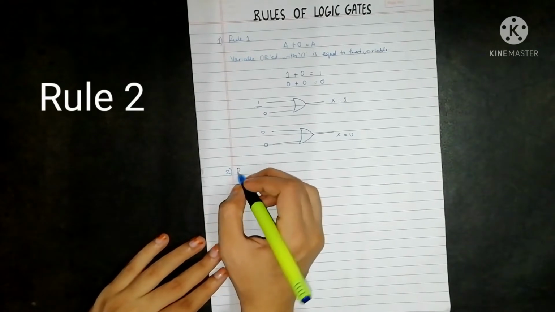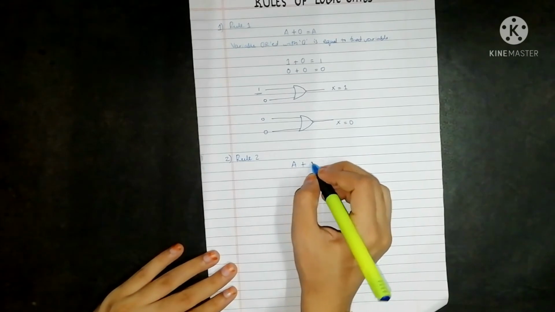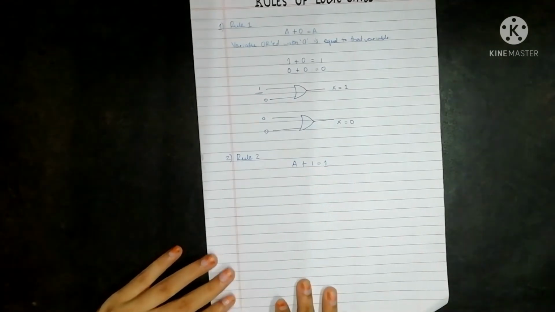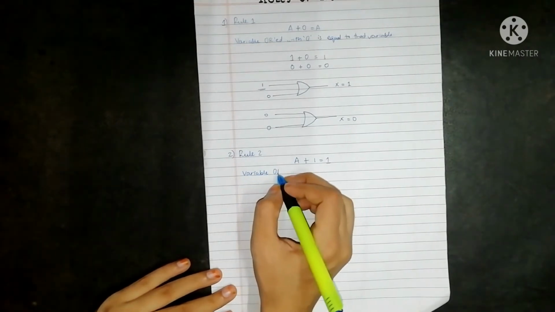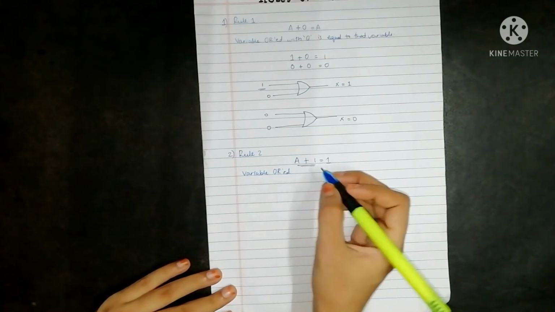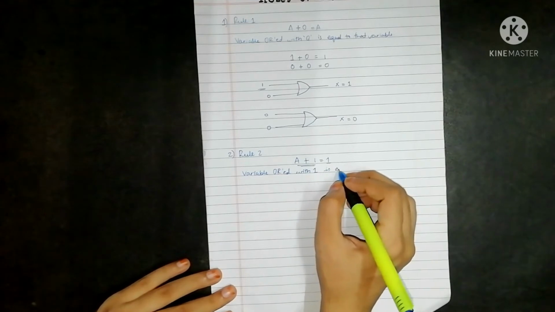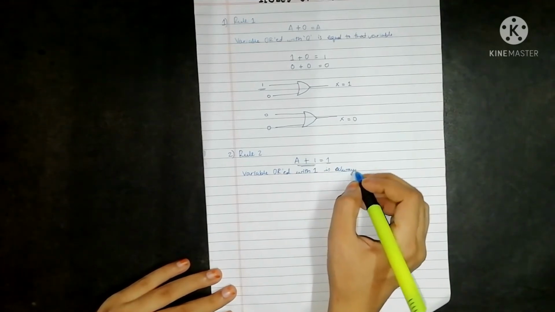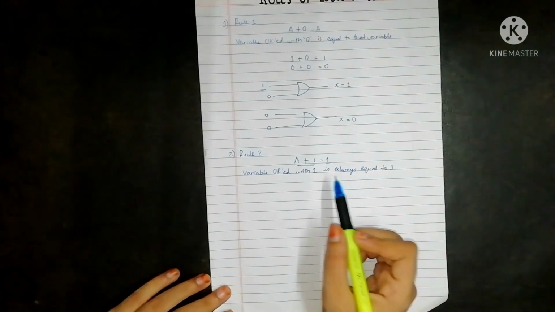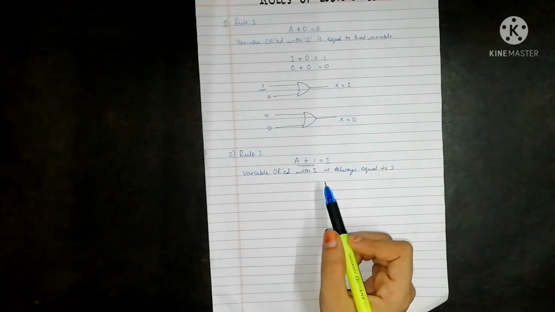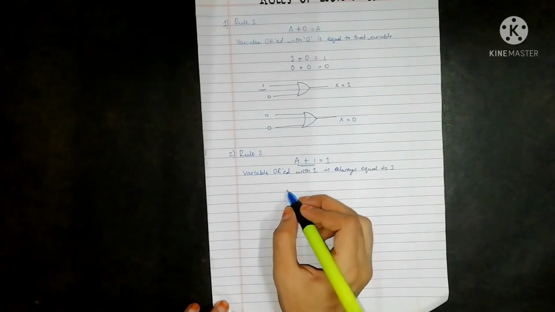Next we will see the rule number 2. The rule 2 says A plus 1 is equal to 1. That is, the variable which is ORed, means added, with 1, is always equal to 1. By this I mean, if there is 1 on input, then I will get the output as 1 regardless of the other input. Let's see in terms of logic gate.